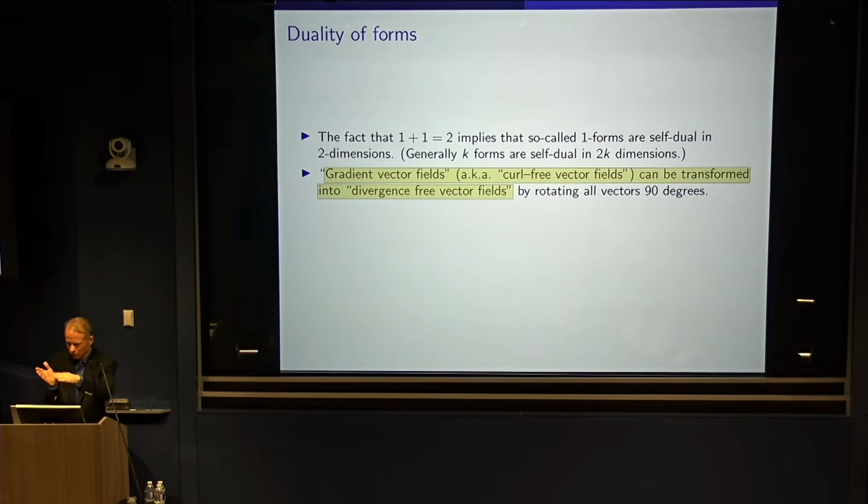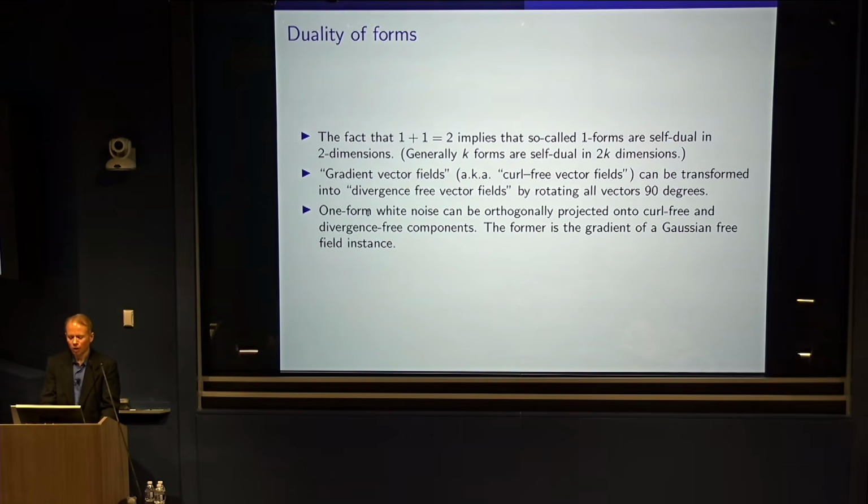When you learn about these vector fields, in 2 dimensions, if you rotate all your fields 90 degrees, it transforms from a curl-free vector field, which can be a gradient of something, to a divergence-free field. A very special thing. If you take one-form-valued white noise, it can be orthogonally projected onto curl-free and divergence-free components. One is related to the gradient of the Gaussian free field, and the other is dual to the gradient of an independent Gaussian free field. So there are these wonderful symmetries that come up in this case.